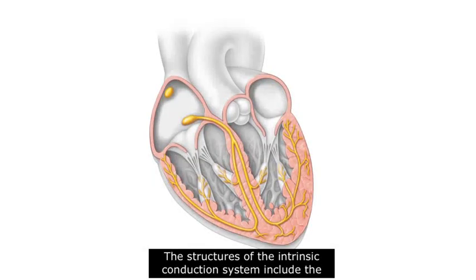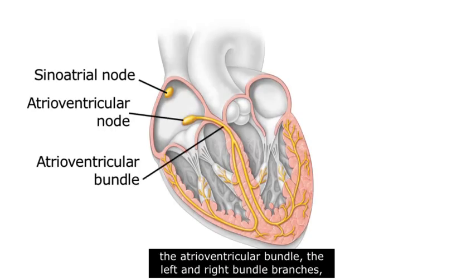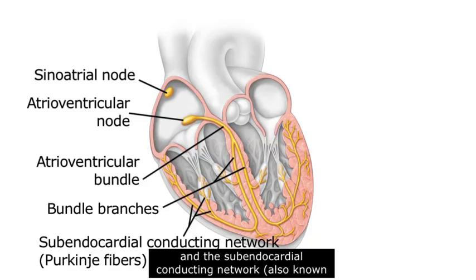The structures of the intrinsic conduction system include the sinoatrial node, the atrioventricular node, the atrioventricular bundle, the left and right bundle branches, and the subendocardial conducting network, also known as Purkinje fibers.